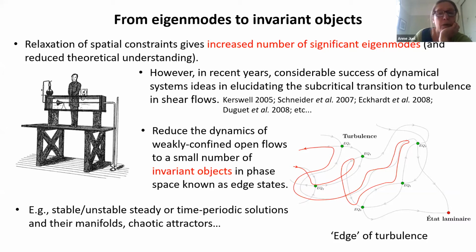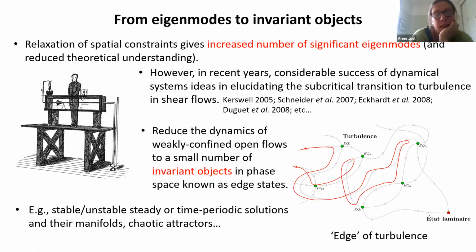And here I've written down a number of names of researchers who've worked theoretically on this problem. There's also a vast amount of experimental work on this problem that I haven't included here. Essentially, the idea is that they choose to reduce the dynamics of fairly weakly confined open flows to a small number of invariant objects in phase space, and these are known as edge states.